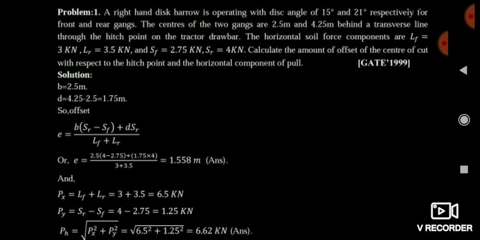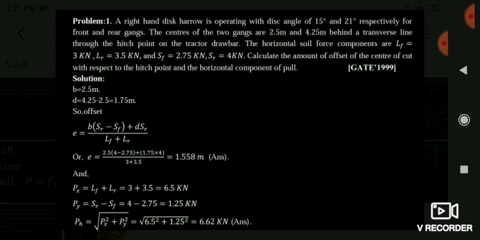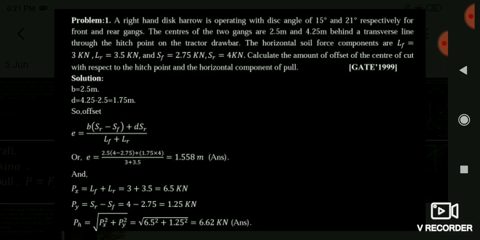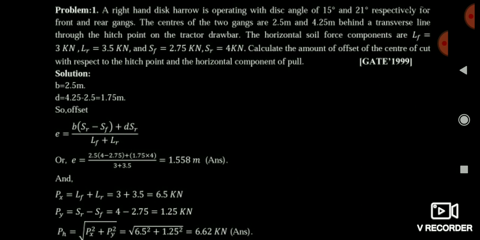Now friends, you see the question. Here the disc angles are given, that is 15 degree and 21 degree, and the center of two gangs, means the front gang and the rear gang, are 2.5 and 4.25 meter behind the transverse line. And friends, LR, LF, SR, SF values are given in the question. And the first part, it is asking the amount of offset.